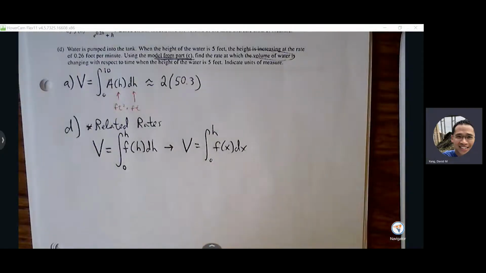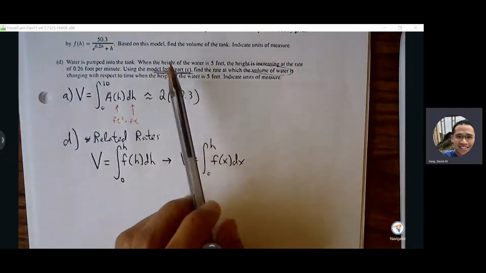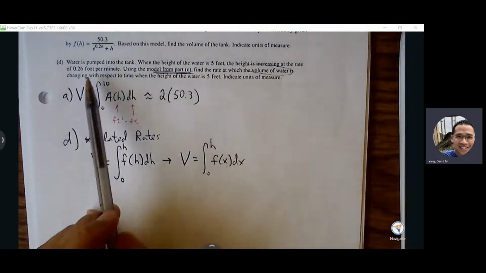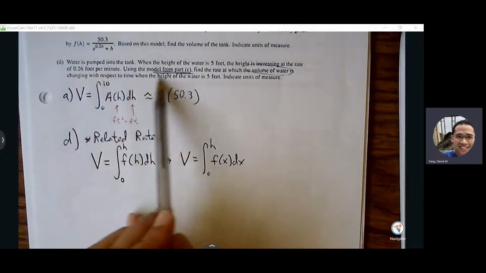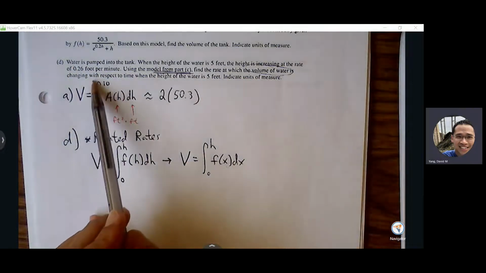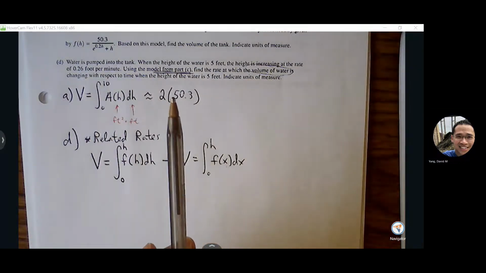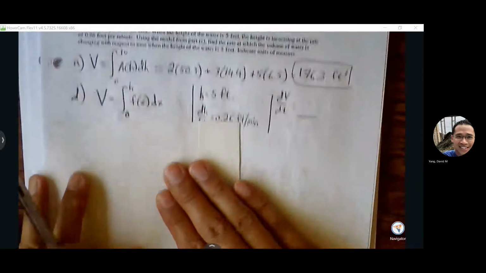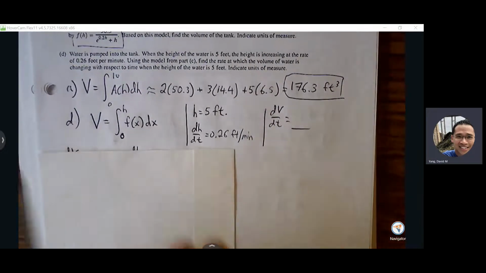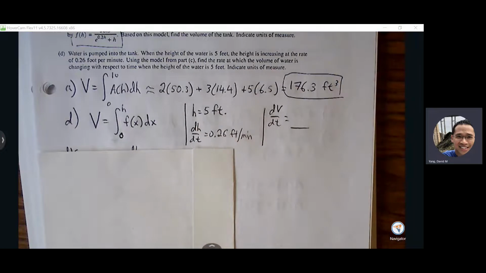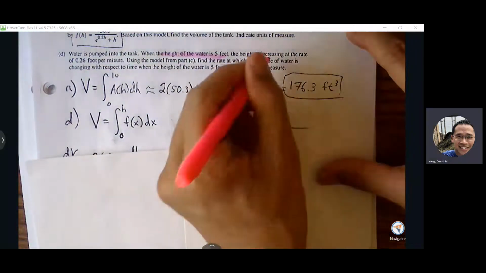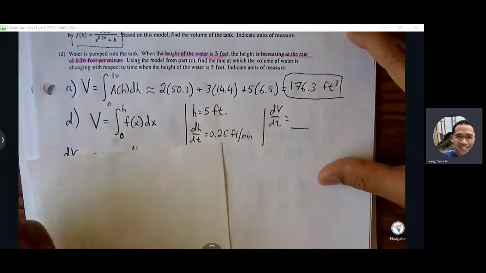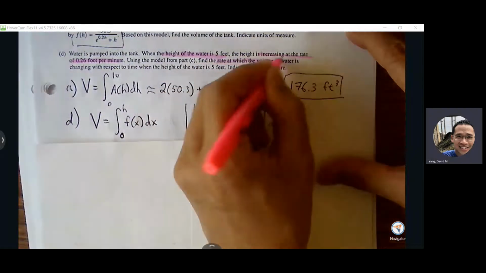Let's gather some information here. It says the height is 5 feet, increasing at a rate of 0.26 feet per minute. So we know our dh/dt is 0.26. And it says find the rate at which the volume of water is changing. So we're looking for dV/dt. This is the information I've gathered. Height is 5 feet, dh/dt is 0.26, and I'm looking for the rate of volume, dV/dt.